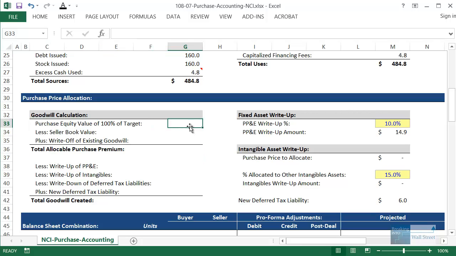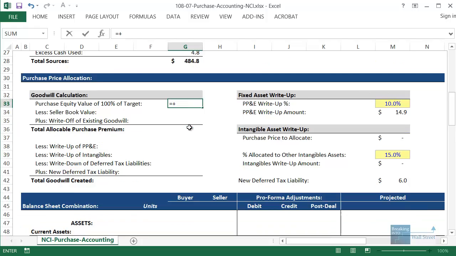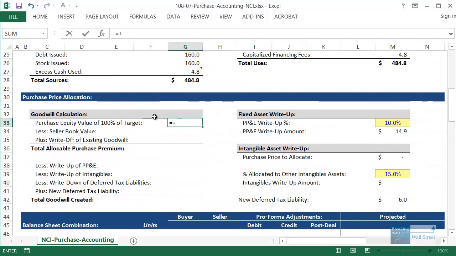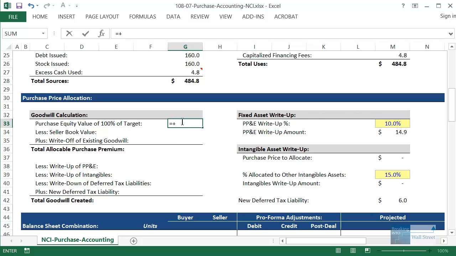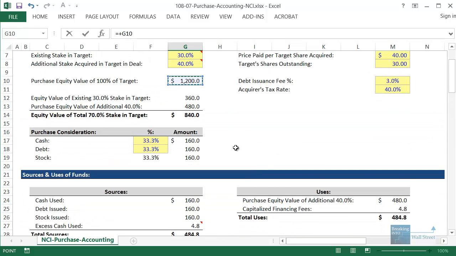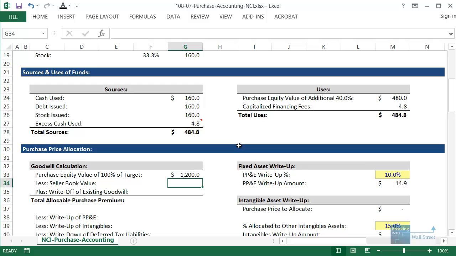So this is very important, and this is a point that a lot of people mess up or otherwise get incorrect. The reason why you do this is because whenever you go from under 50% to over 50%, you consolidate the financial statements 100%, and so it makes sense to base the value of goodwill also on 100% of the seller's value. Those are just accounting rules and how it's set up, and that's what we're following here. So the equity value of 100% of the target is just 1.2 billion up here.